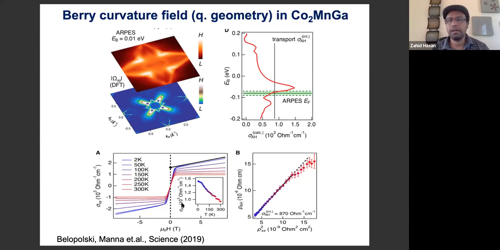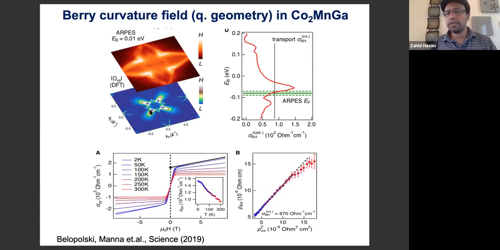So we then decided to make a map based on what we see in ARPES. We created a Berry curvature field map, or quantum geometry, of this sample. So this is the map of the quantum geometry. Now, if we know the quantum geometry of the sample, which is derived from ARPES data, and if ARPES data is right, presenting the right magnetic ground state, we can extract the quantum geometry. Then once we have the quantum geometry, we can calculate transport.